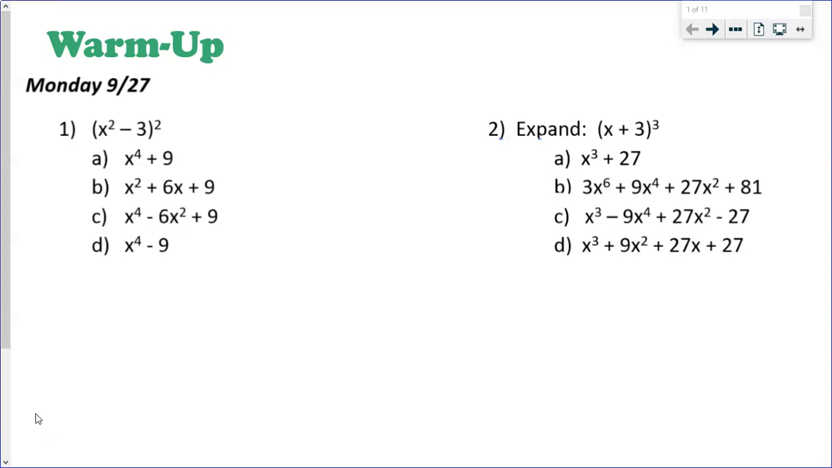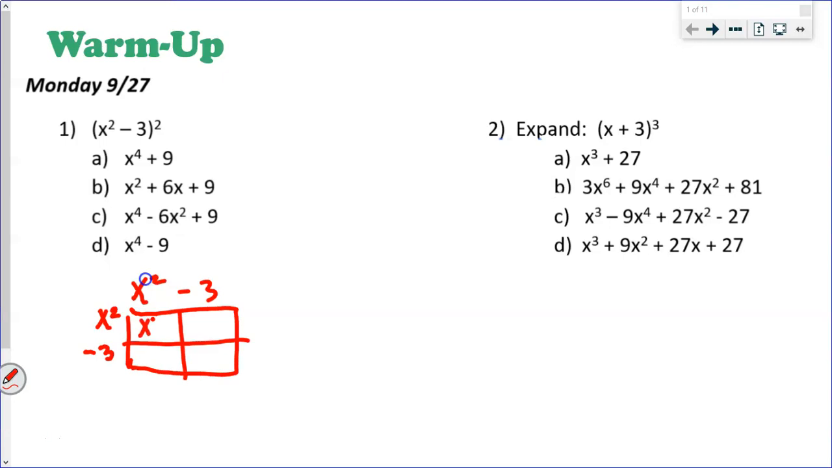So on this warm-up, there's a couple ways we could do this. We could use binomial expansion for this term, or we could just multiply by itself with the box method. So I'm going to show you both. First of all, we've got x squared minus 3 and x squared minus 3. Here, x to the fourth, and that's negative 3x squared, and then that's going to be negative 3x squared as well, and that's going to be a positive 9. So when we combine these two terms here, we're going to end up with x to the fourth minus 6x squared.